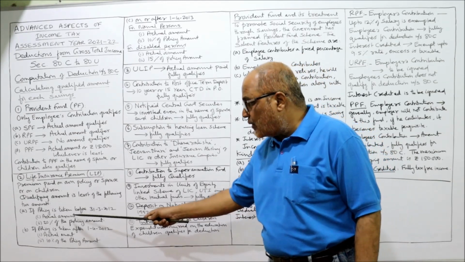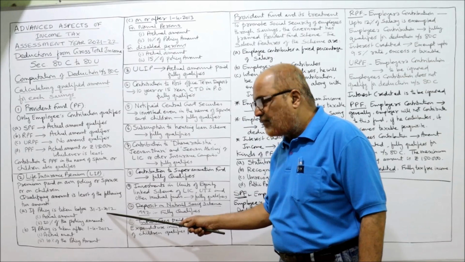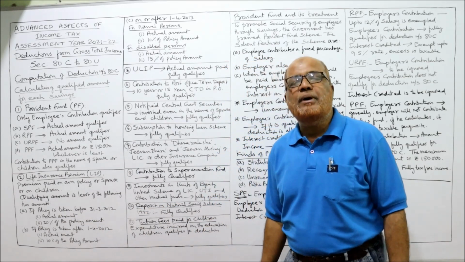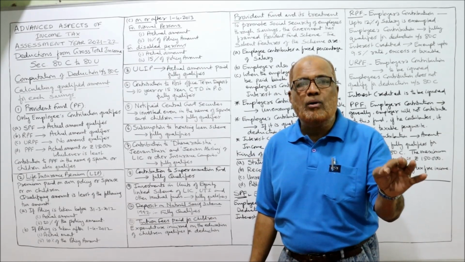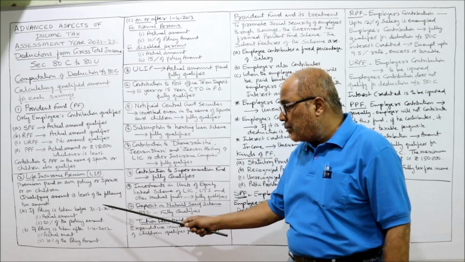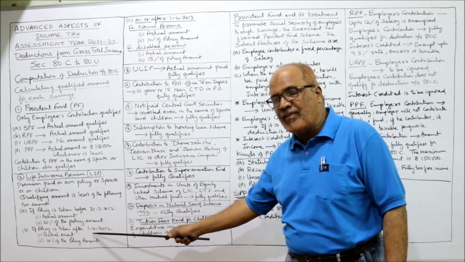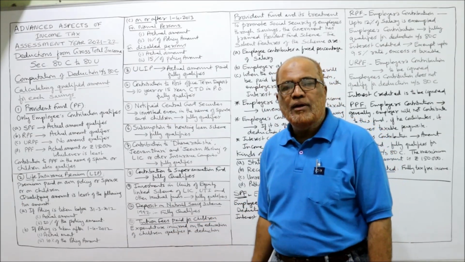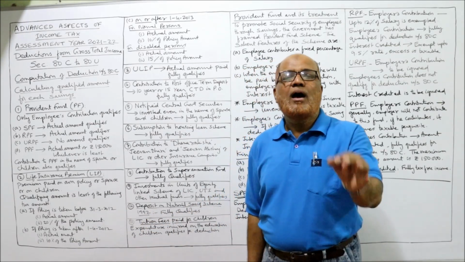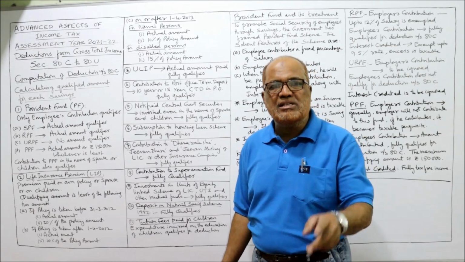Actually, earlier it was 20%. If the policy is taken before 31st March 2012, the actual amount paid or 20% of the policy amount, whichever is least, will qualify for deduction. If the policy is taken after 31st March, that means from 1st April 2012, the percentage has been reduced from 20% to 10%. Actual premium paid or 10% of policy amount, whichever is less.